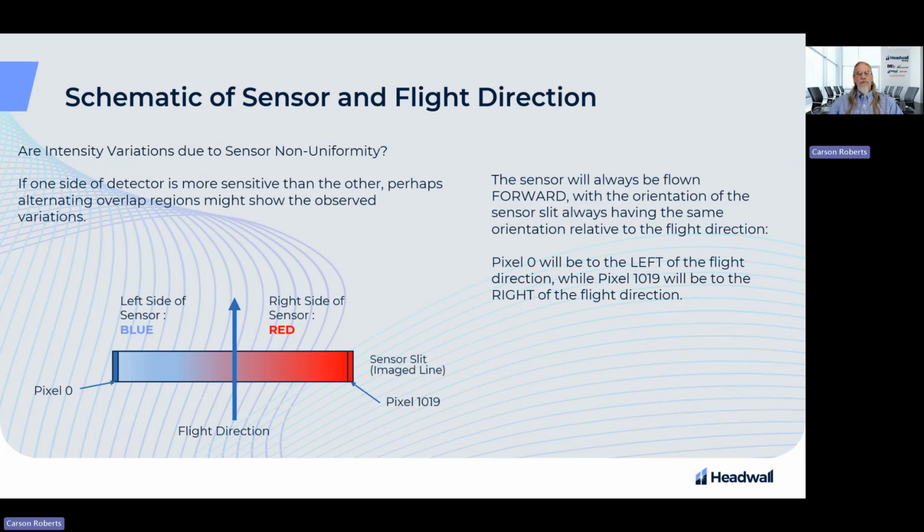So does this have to do with the sensor? Well, we do know that the sensor has 1020 pixels, and a possibility is the right side of the sensor is more sensitive than the left for some reason. So let's look at what happens when we're flying this sensor and we go back and forth, because it turns out there's different overlap regions for different sides of the sensor.